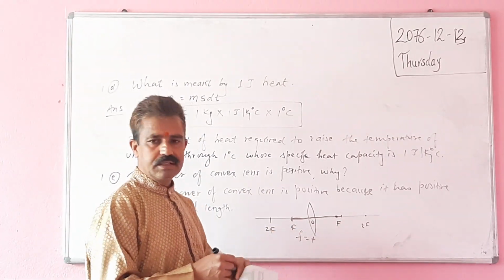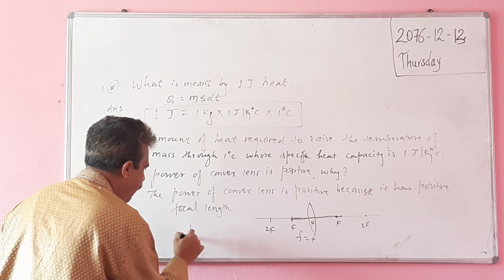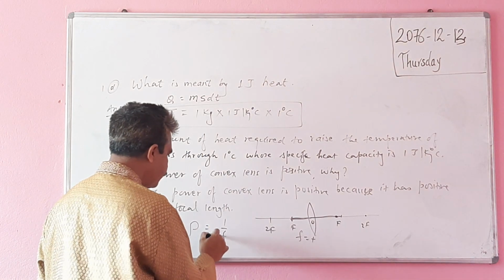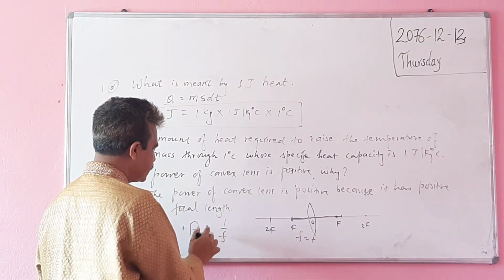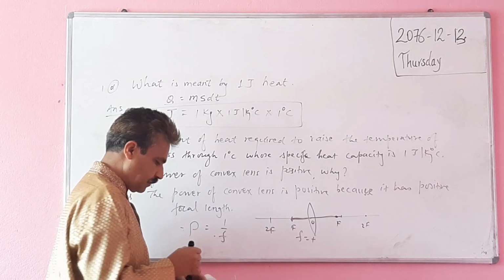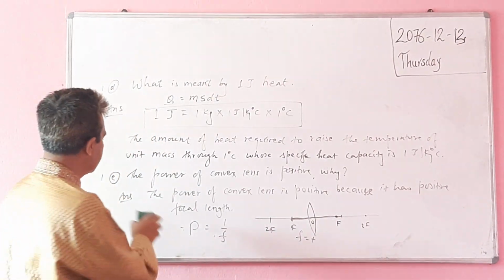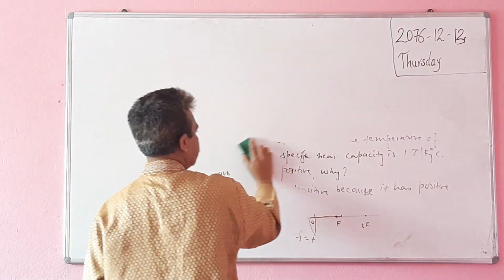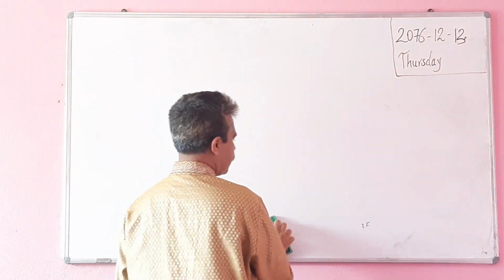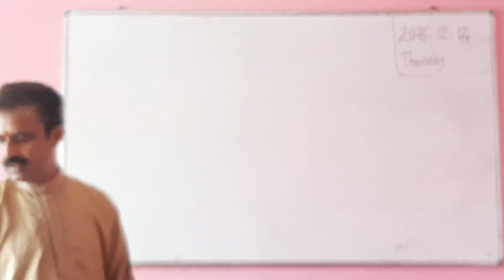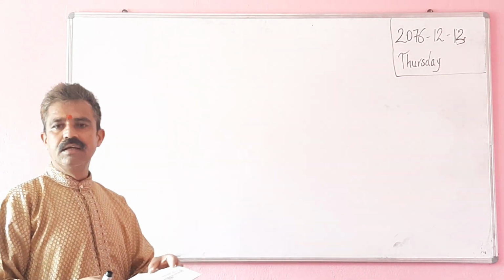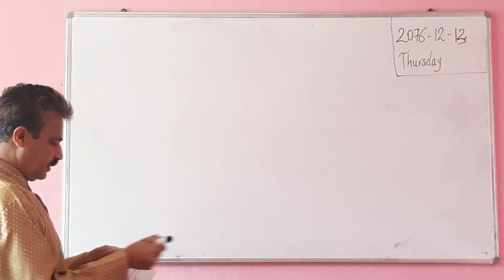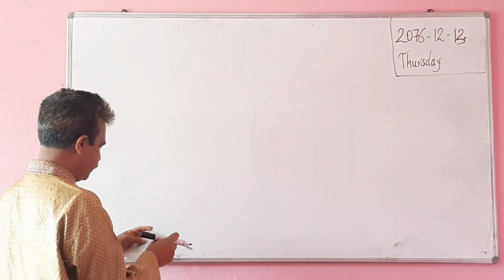So its focal length is negative, and the power of lens P equals, what is the formula? 1 by f. So if f is plus, it is also plus. If f is minus, it is also minus. So power of convex lens is positive, power of concave lens is negative. We have to keep in mind. So the persons who are suffering from myopia, they use concave lens whose power is negative, and hypermetropia, they use the lens whose power is positive.